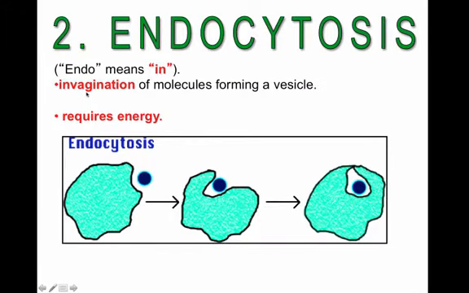All right, second type of active transport is called endocytosis. Now this term endo, we'll come back to it again later on in Biology 12. This means in. So what we're talking about here is the invagination of molecules that will form a vesicle in order for these molecules to get into the cell. So these molecules are moving into the cell. And again, because this is active transport, it does require energy. So moving in.